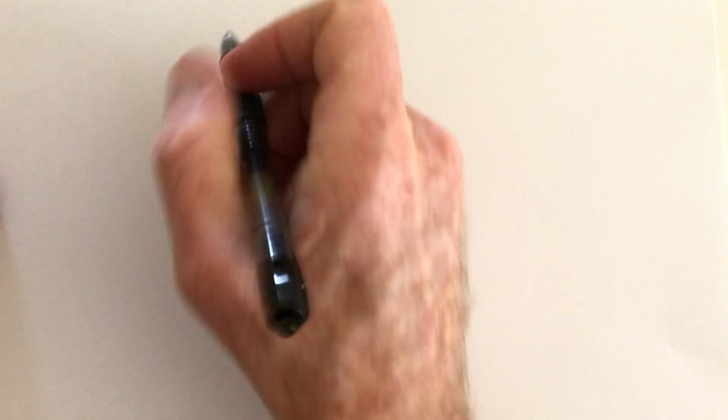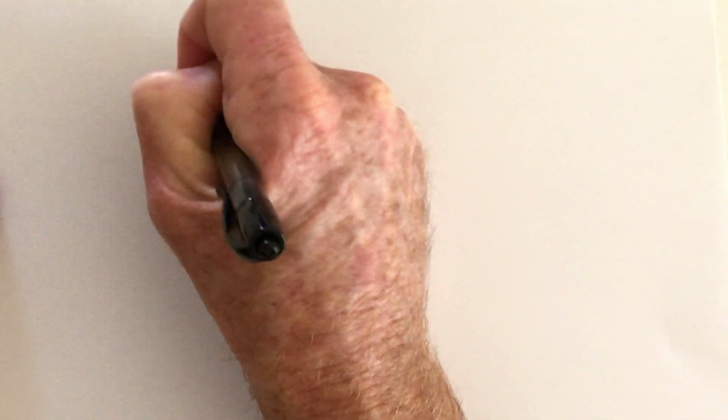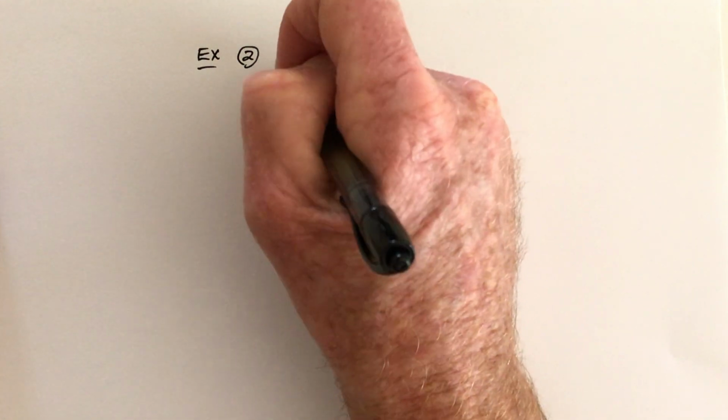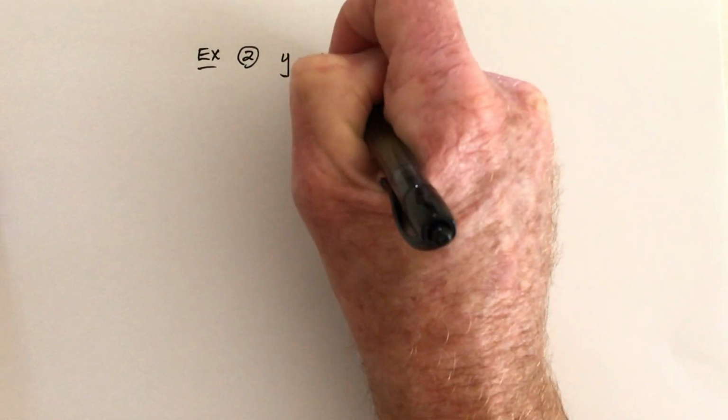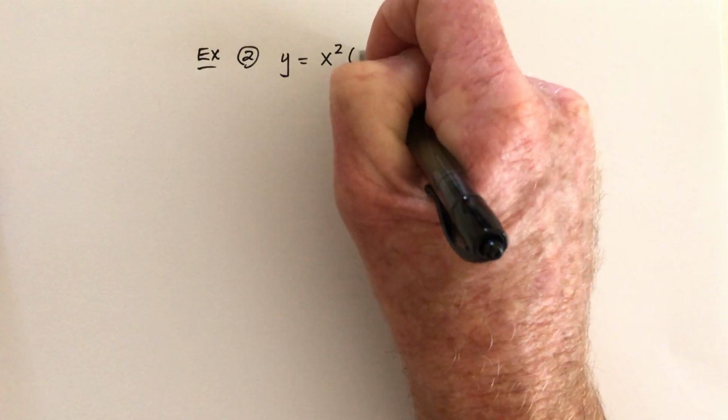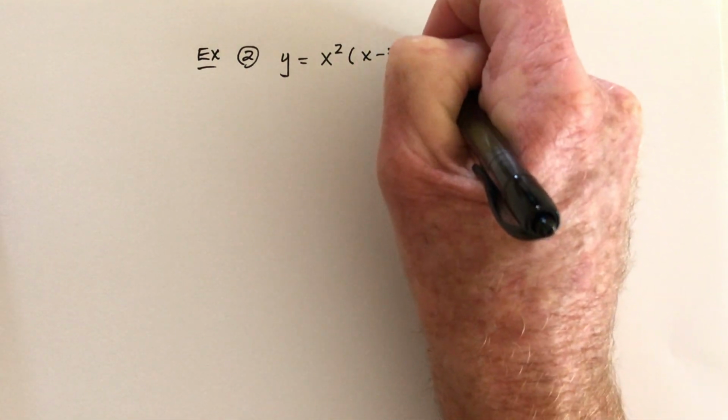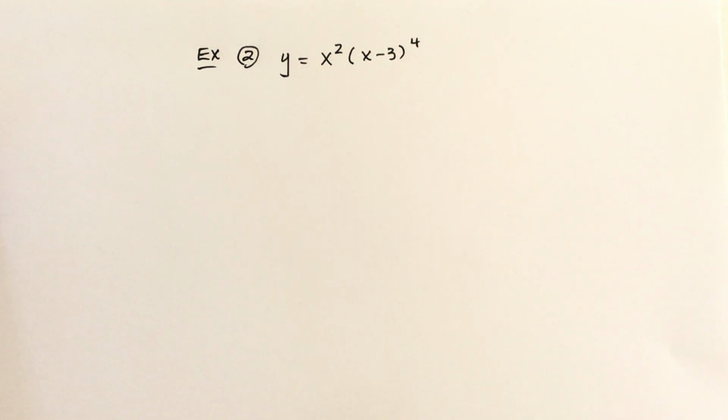But then let's do a couple more examples with the first derivative. So for example number 2, how about something with the product rule? Like y equals x squared times x minus 3 to the 4th. So for the derivative here, use the product rule.